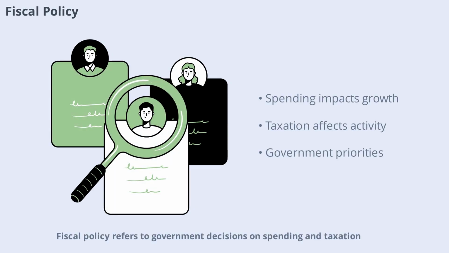Fiscal policy refers to government decisions on spending and taxation. These choices impact economic growth, employment, and public services. Expansionary fiscal policy can stimulate growth, while contractionary measures may slow down activity. Monitoring fiscal policy trends helps us understand government priorities and their effects on the economy.